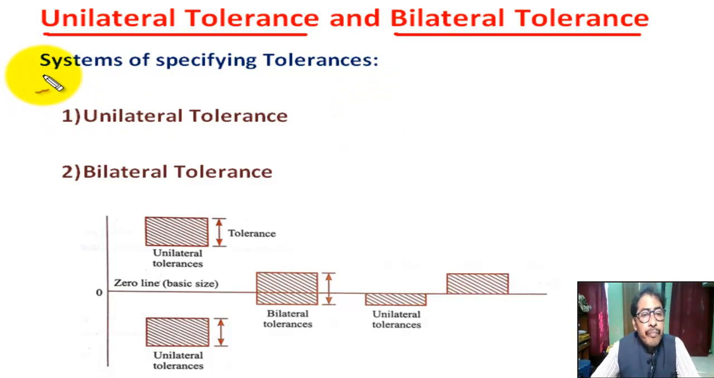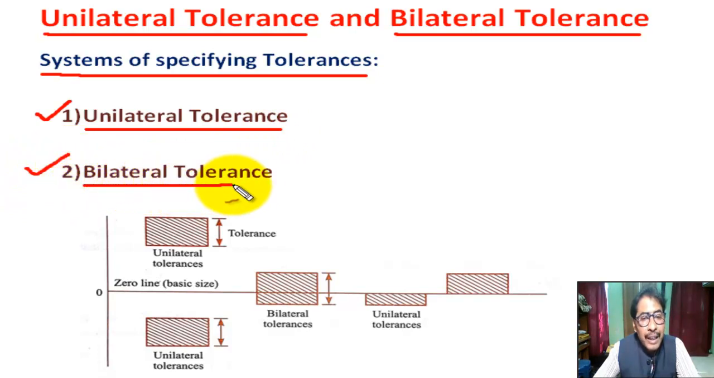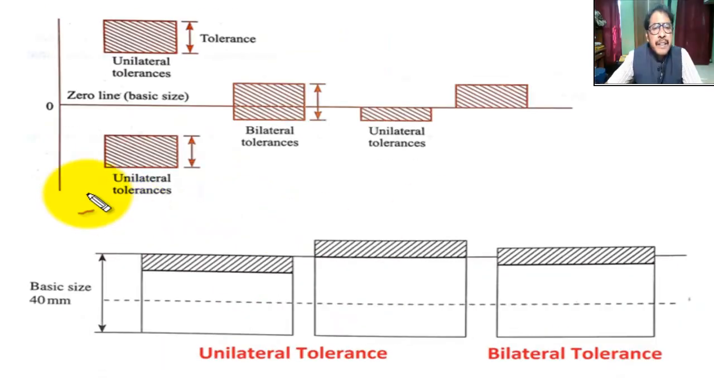Here, the systems of specifying tolerance are: number 1, unilateral tolerance; number 2, bilateral tolerance. In this figure, this is the zero line or basic size of a product.